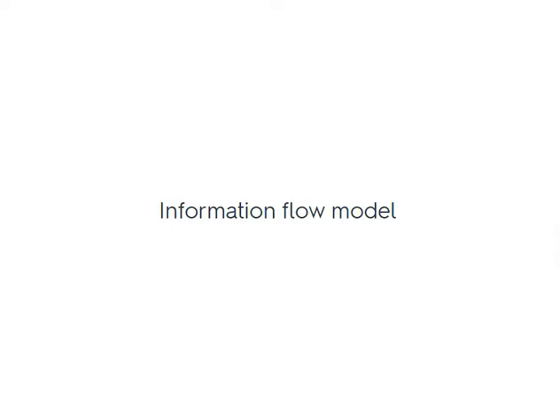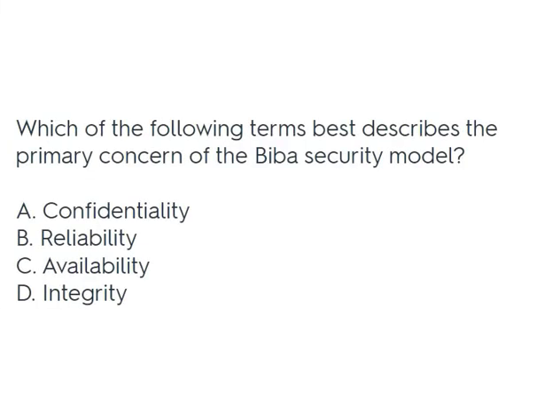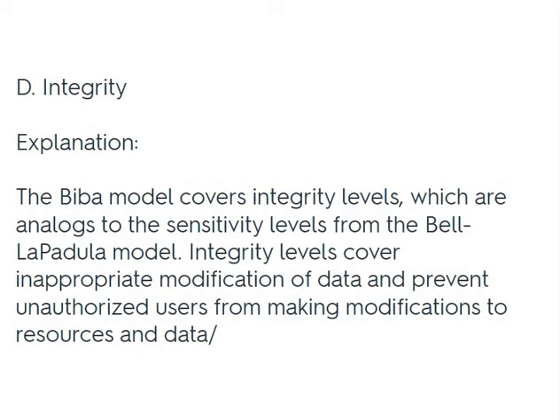Information flow model. Which of the following terms best describes the primary concern of the BIPA security model? A. Confidentiality. B. Reliability. C. Availability. D. Integrity. D. Integrity explanation. The BIPA model covers integrity levels, which are analogs to the sensitivity levels from the Bell-LaPadula model. Integrity levels cover inappropriate modification of data and prevent unauthorized users from making modifications to resources and data.